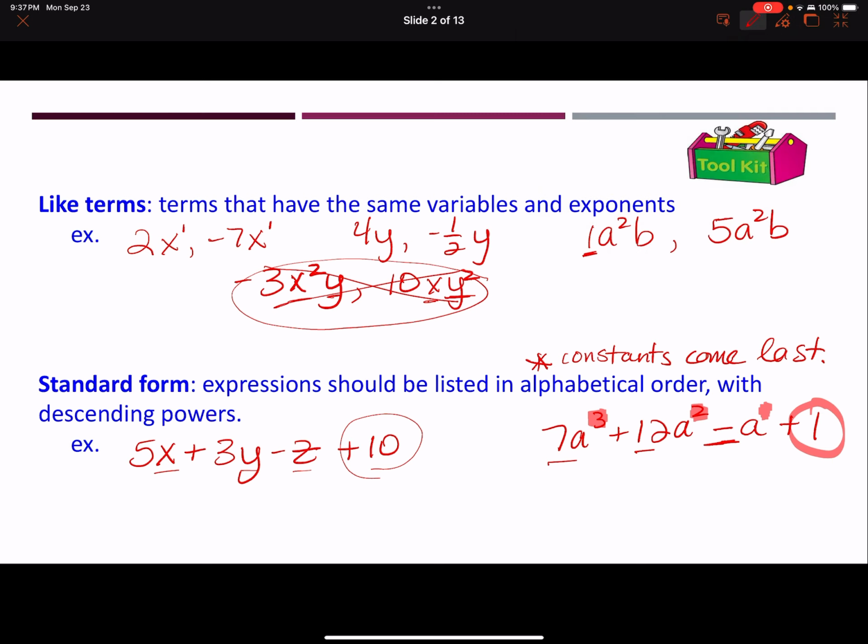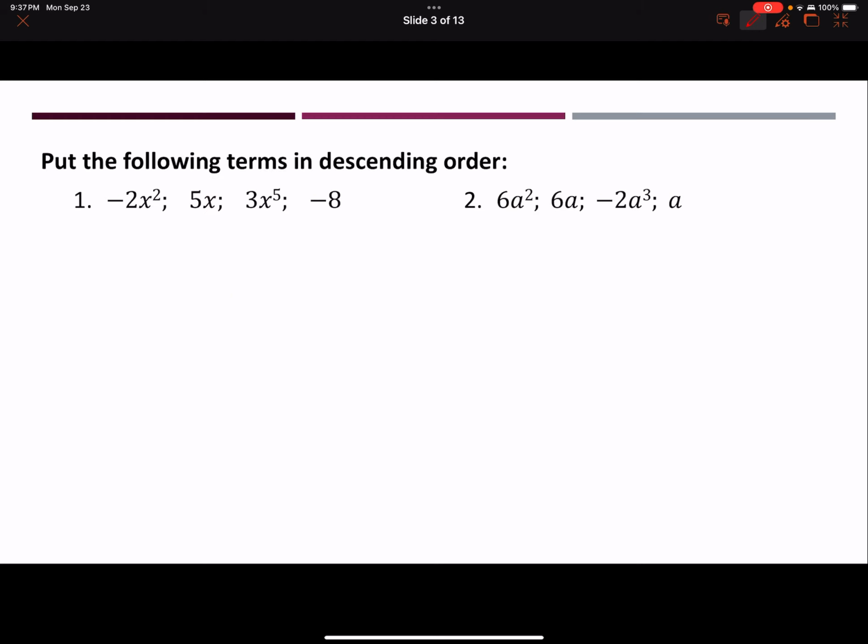Okay, so now we know what like terms are. We know what standard form is. Let's do a little bit of practice with just those two words. So put the following terms in descending order, or in other words, standard form. So I'm going to look at the exponents here. My exponents are a 5, a 2, an invisible 1, and that negative 8 term, that doesn't have a variable, so it's a constant. Remember, that's always going to come last.